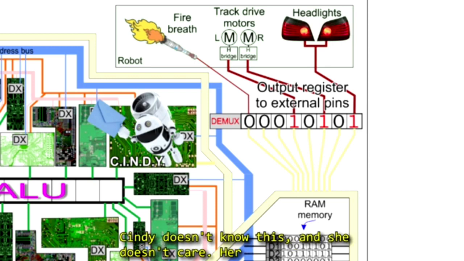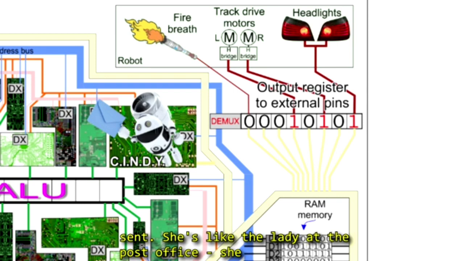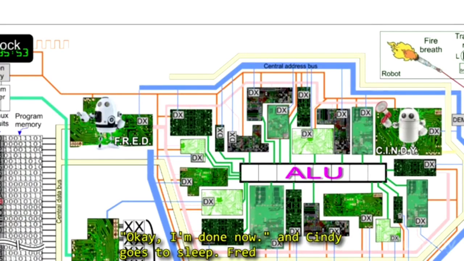Now, Cindy doesn't know this and she doesn't care. Her job is simply to take whatever number you gave her and send it to wherever you wanted that number sent. She's like the lady at the post office. She doesn't care what's in the letter. She just makes sure it gets delivered to the right address. So Cindy has now done her job. She now says to Fred, okay, I'm done now. And Cindy goes to sleep.